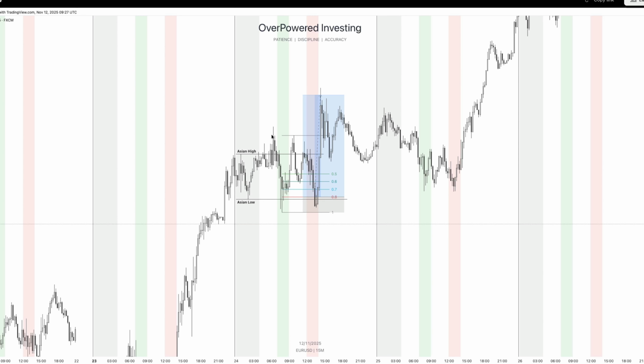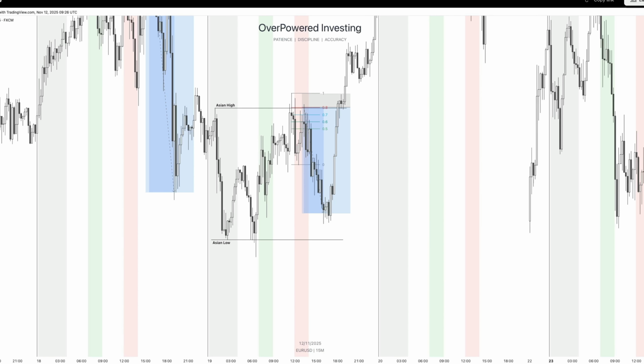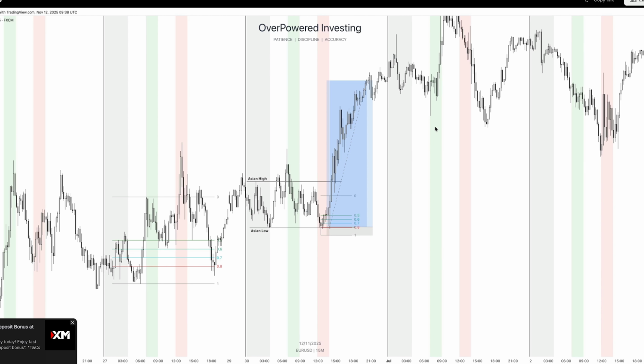The price is going to the upside, manipulating the Asian high, and then it is breaking to the downside, manipulating the Asian low. And over here, as you can see, we don't have any structure. The price is pushing up, we're drawing our fib levels, and it's retesting the 80% retracement level and going to the upside, giving us a beautiful 5R trade. Let's break down another example. Let's say this one.